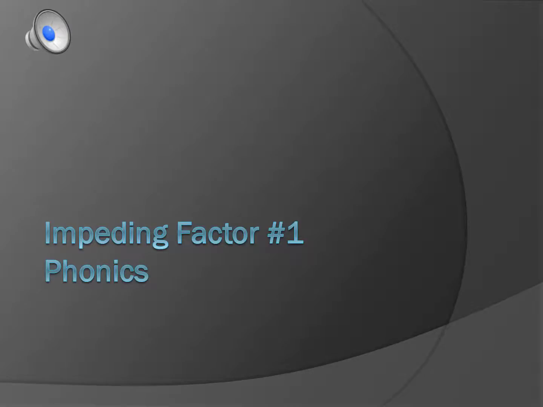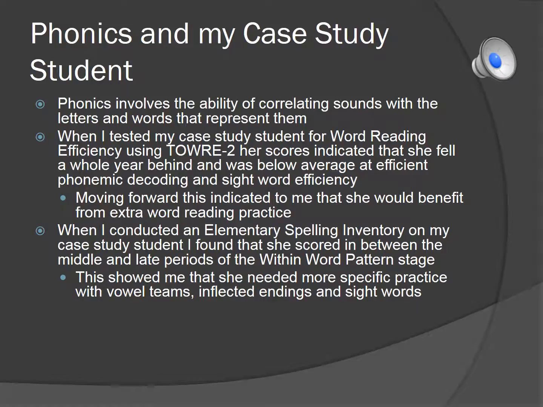Moving on, my first unique impeding factor in my case study student was phonics. Basically, phonics involves the ability of correlating the sounds with letters and words that represent them. I noticed that this was an issue when I tested my case study student; she struggled with phonics when I was testing her for word reading efficiency.